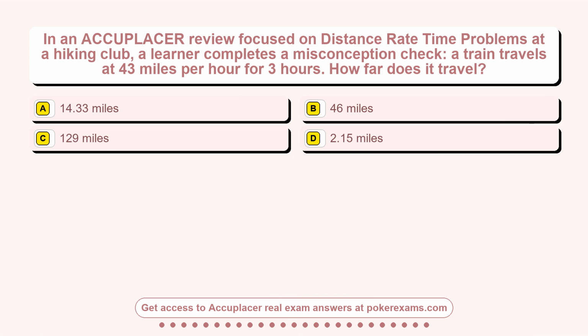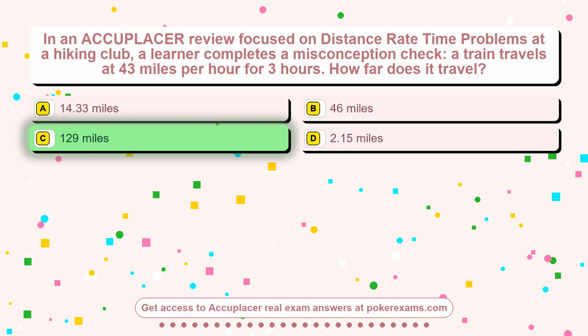Question 17. When interpreting the founding argument, which purpose of government is emphasized in the Declaration? Option A, creating a national religion. Option B, protecting hereditary ranks. Option C, eliminating representative institutions. Option D, securing individual rights. The correct answer is option C, 129 miles.